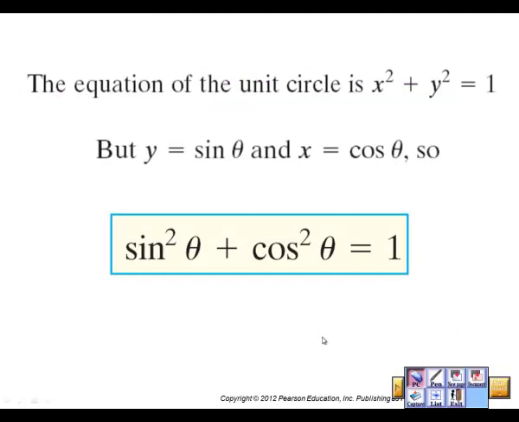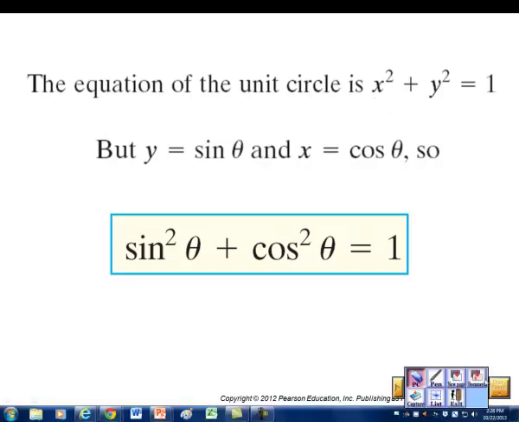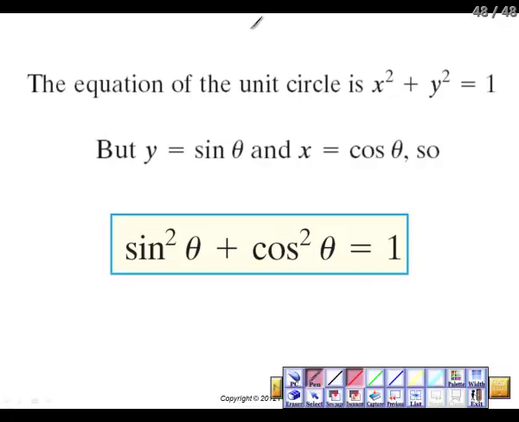Okay, the equation of the unit circle. Well, we know that the equation of the circle is x squared plus y squared equals r squared. Since we're looking at the circle at the origin, and the radius is 1, because our unit circle has a radius of 1.